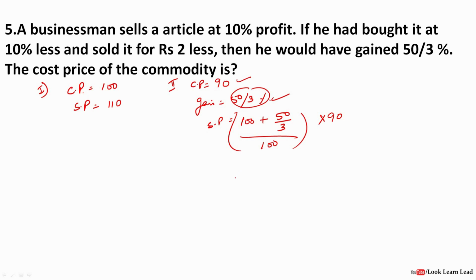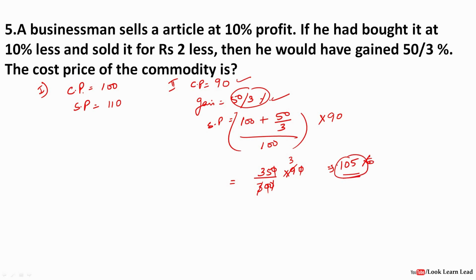So after solving this, we will get 300 plus 50, that would be 350 upon 300. So you can solve it like 350 upon 300 into 90. When we solve it, 3 1s are 3, 35 3s are 105. So the selling price is 105.